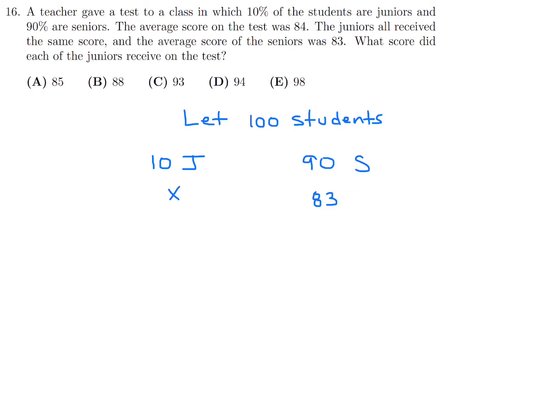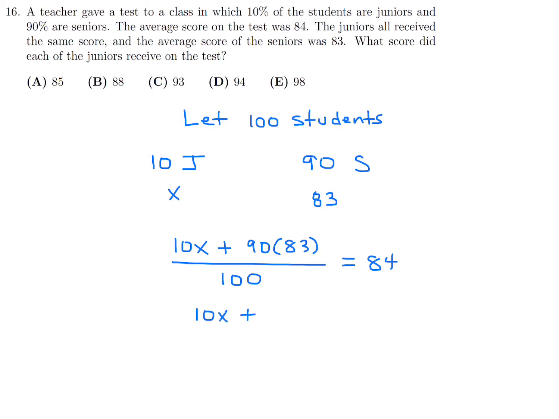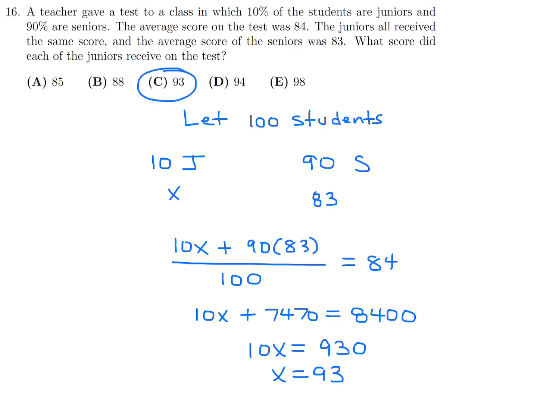So the total average is going to be 10x plus 90 students times 83, all divided by 100. And they tell you that total average is 84. And this will allow us to solve for x. So 10x plus 90 times 83, so 7470, is equal to 8,400. And therefore 10x is equal to 930. Therefore x is equal to 93. So number 16, the answer is C.